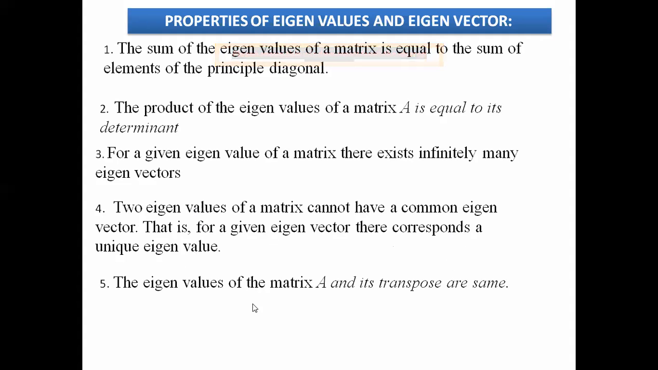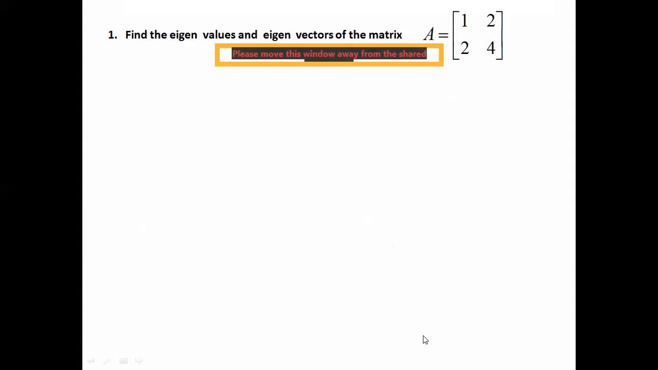And the eigenvalues of a matrix and its transpose are always the same, right? If you take the transpose of this, the diagonal will remain the same. So those are some properties of this.